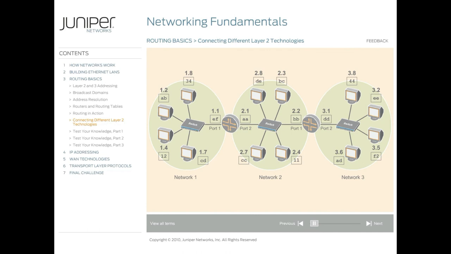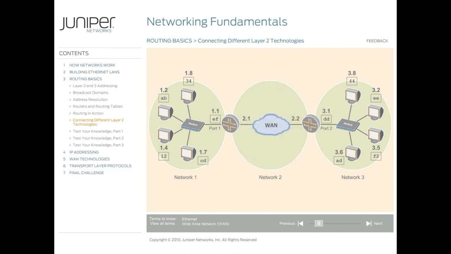In our previous example, the routers interconnected Ethernet LANs, which use the same Layer 2 frame format. What if there is a WAN between the two routers? Or a different type of LAN? Different Layer 2 technologies, such as Ethernet, FDDI, ATM, or Frame Relay, have unique Layer 2 formats. Since a router strips off the original Layer 2 frame, performs a route lookup, and adds a new Layer 2 frame, routers can also connect different types of Layer 2 networks.